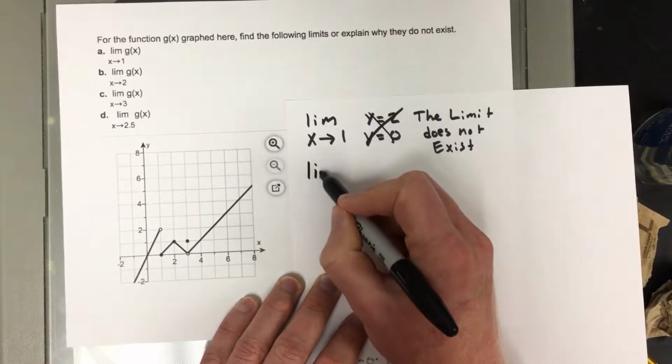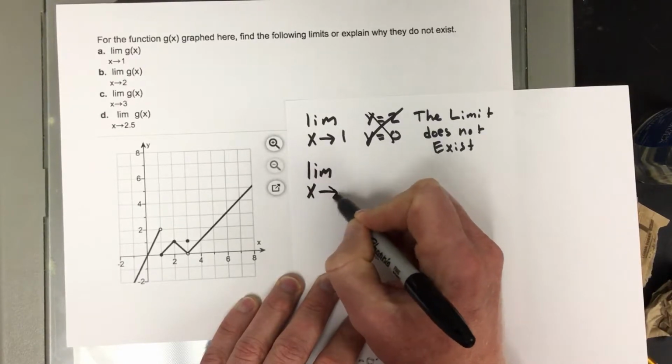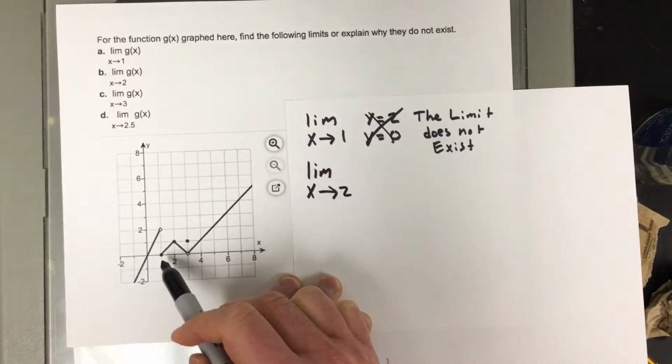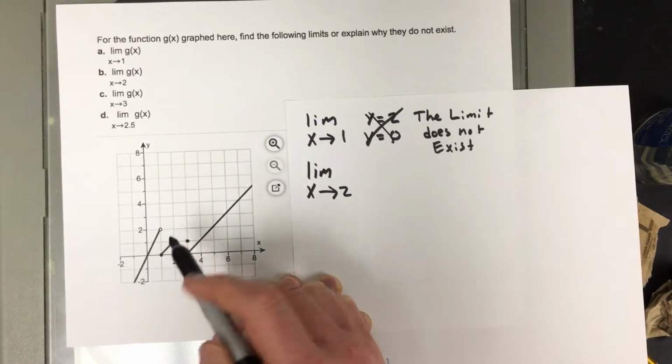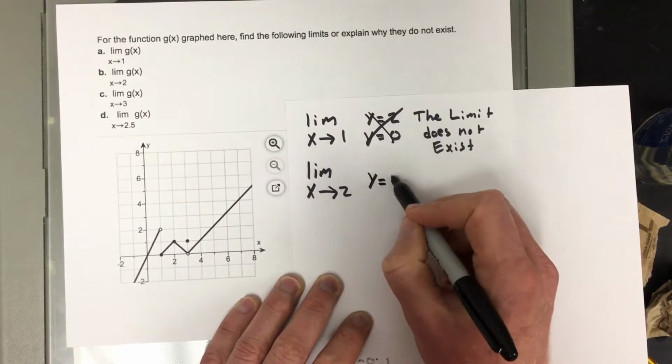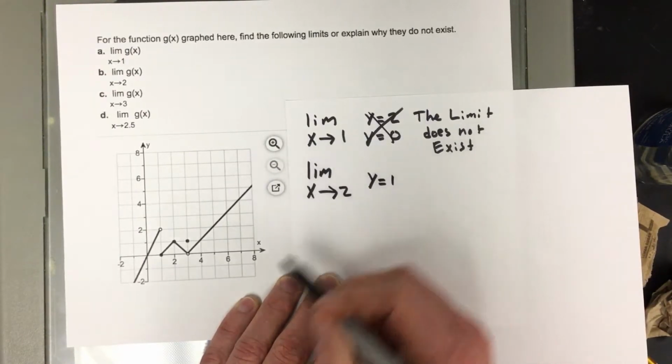Let's take a look at the limit as x approaches 2. So the limit as x approaches 2, from both sides, you'll see this, from both sides, the y value is equal to 1. So our limit as x approaches 2 would be y equals 1.